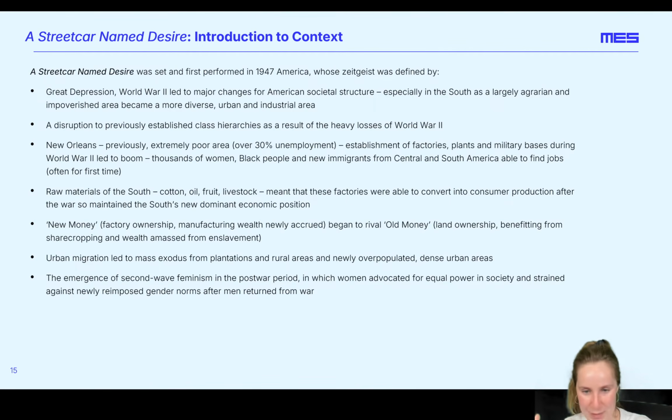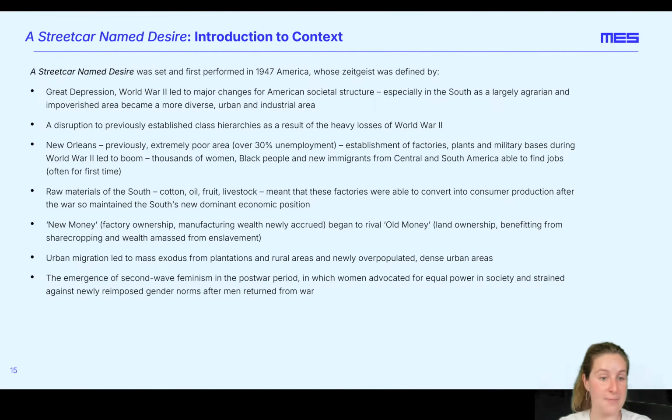Now, context-wise, what have we got? We've got that A Streetcar Named Desire was set and first performed in 1947 in America, a place whose zeitgeist was defined by the Great Depression and World War II, which led to major changes for American societal structure, especially in the South, as a largely agrarian and impoverished area became a more diverse urban and industrial area.